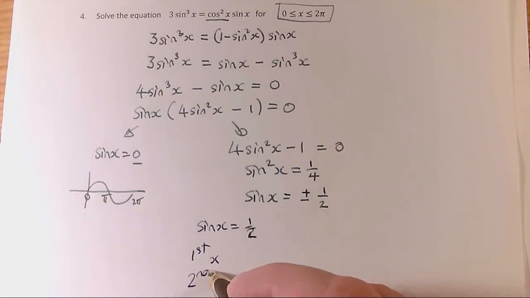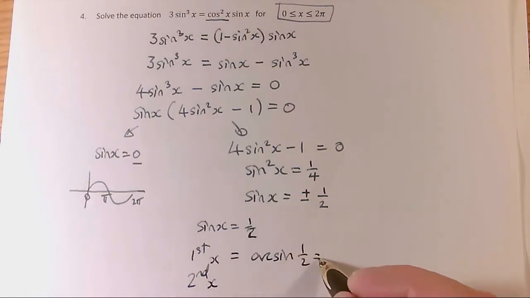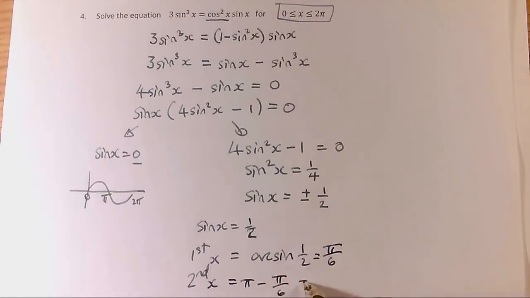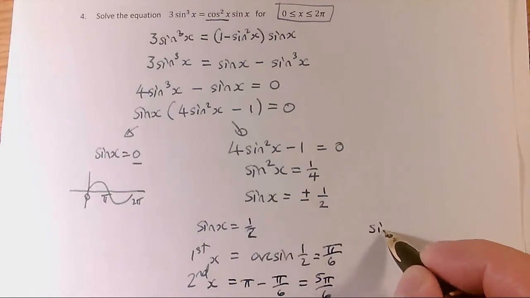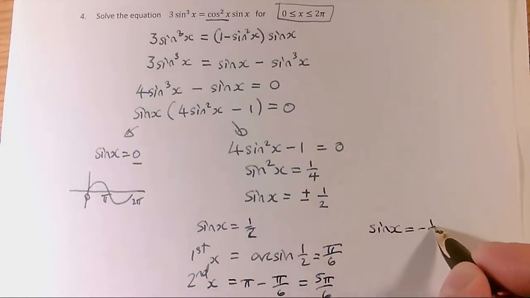So how do I get the first x? I just do arcsine of a half. And that's one that I should know, but my calculator will tell you it's 30 degrees, which is pi by 6 radians. And my second x is always pi minus my first x. That's pi minus pi by 6, which is 5 pi by 6. And the other possibility was sine x equals minus a half.